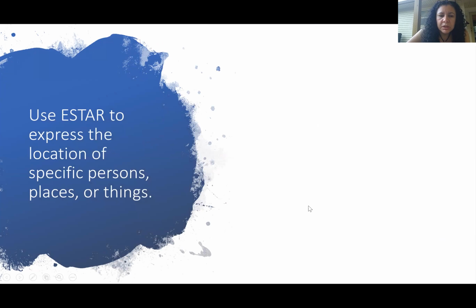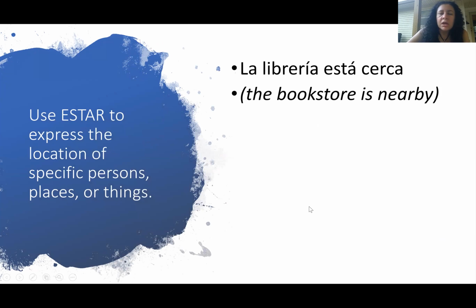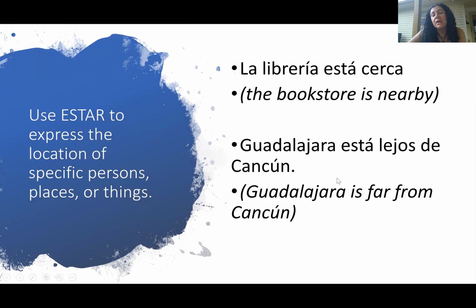Another one is to express location. And you guys are familiar with this. Location of a place, location of a person, location of things. So la librería está cerca. La librería está cerquita. La librería está cerca del centro. ¿Sí? Guadalajara está lejos de Cancún. Location, location, location. So the main cases in which we use estar are temporary condition, state or mood, and location. And we have been using them in this class. ¿Cómo estás tú? Yo estoy bien. Yo estoy fabuloso. Yo estoy mal. See? So we use that one.